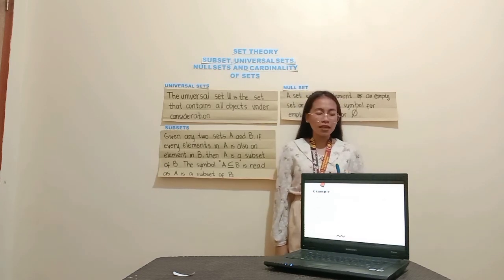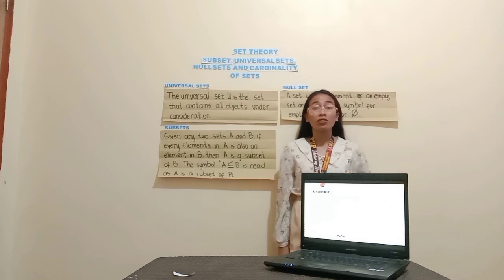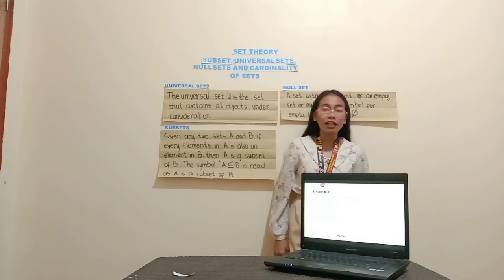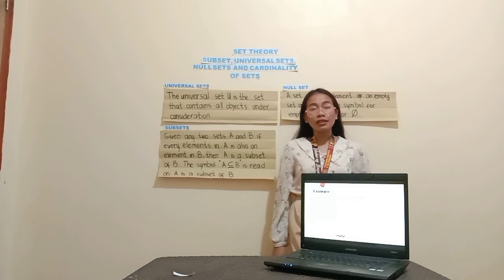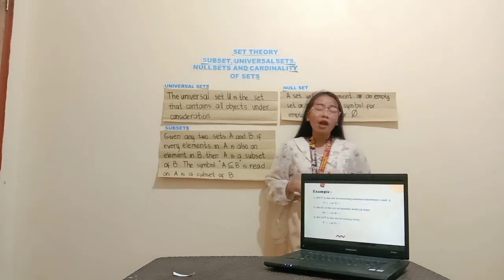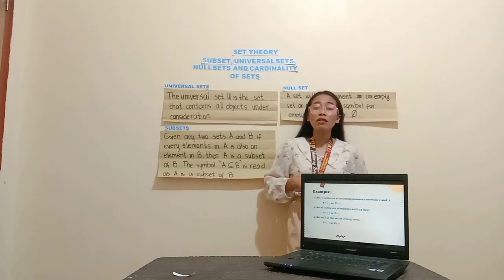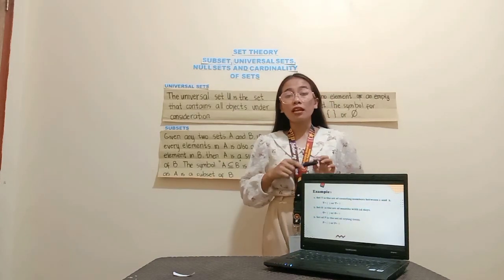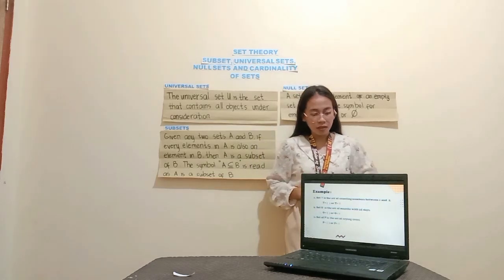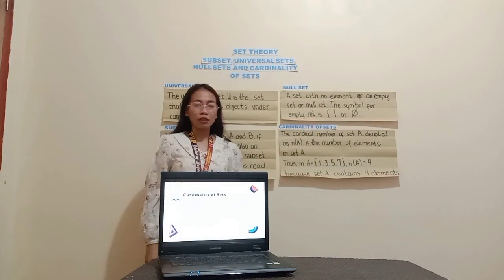Set P is the set of crying trees. So P is a null set or P is an empty set. We can say it is an empty or null set because it is not well defined or it cannot be determined. Let's move on to the cardinality of a set.